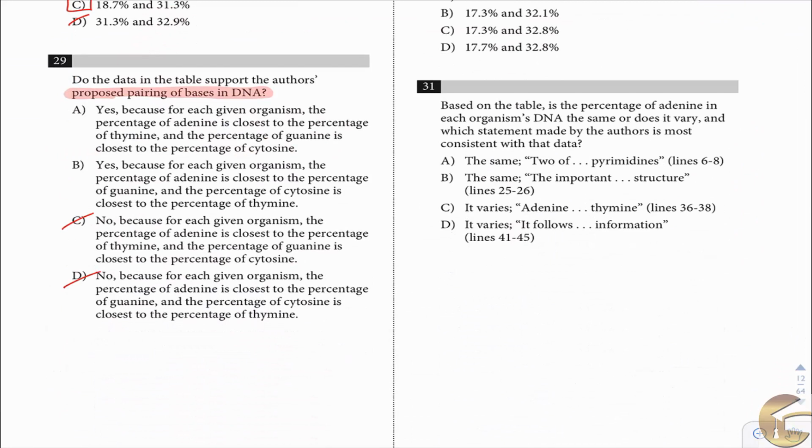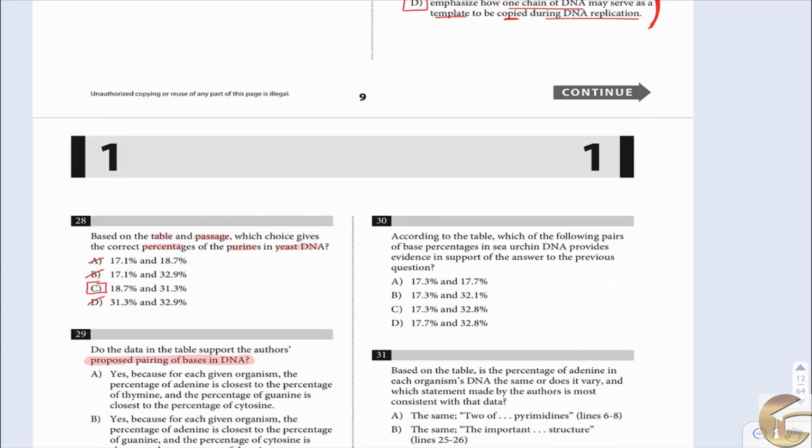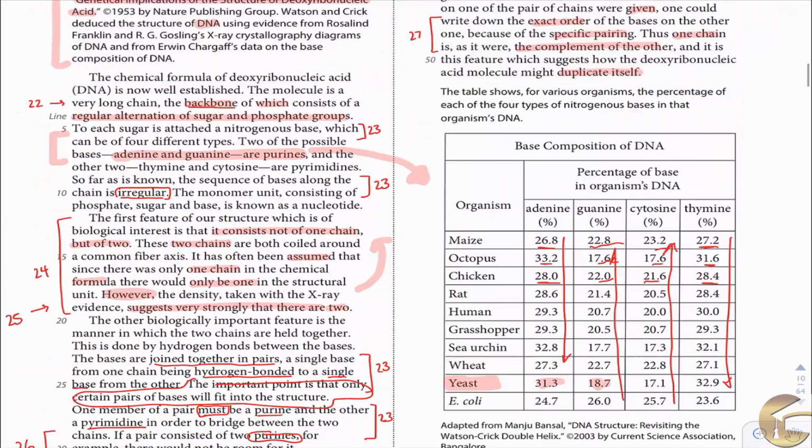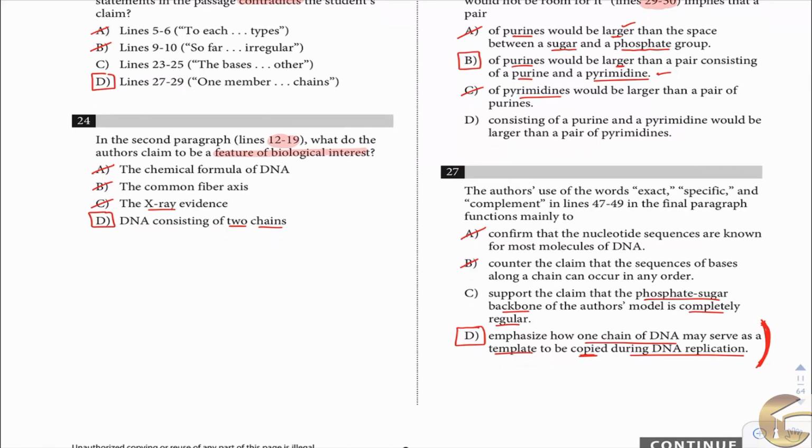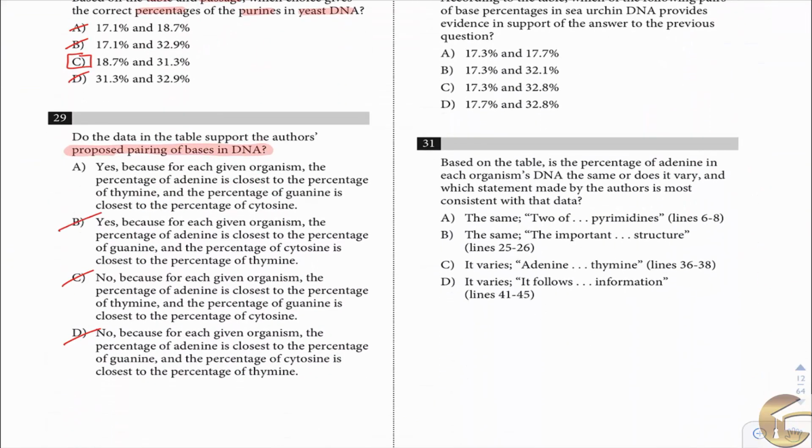So now we've got to get the reason. C says yes, because for each given organism, the percentage of adenine is closest to the percentage of thymine, and the percentage of guanine is closest to the percentage of cytosine. Those seem to be exactly what's happening in the chart, so I like that. Then B says yes, because for each given organism, the percentage of adenine is closest to the percentage of guanine. Adenine and guanine, if you're looking up here, are not the two we're trying to compare, so it's not going to be that one. So your answer choice for number 29 is going to be A, because I had the proper statement.